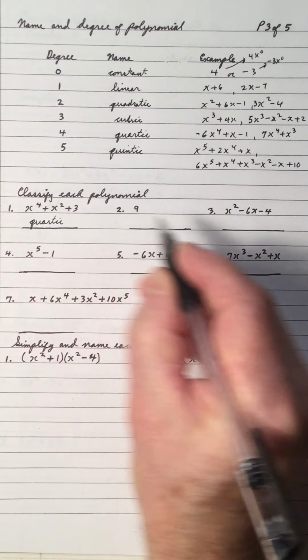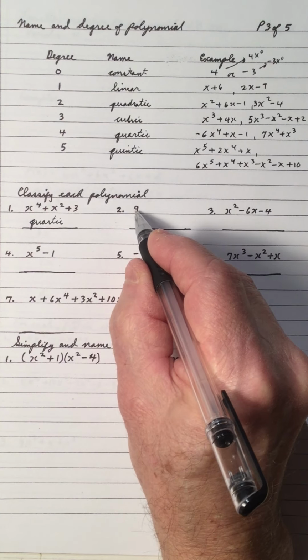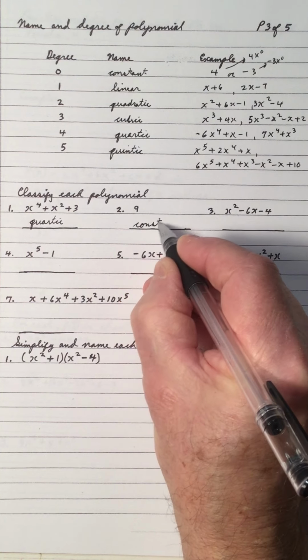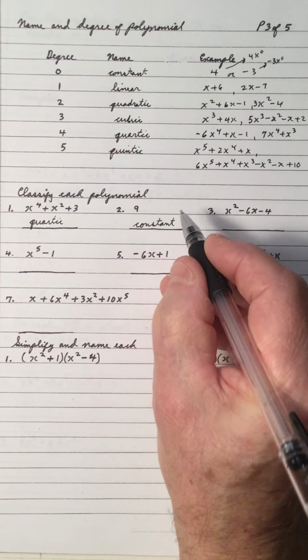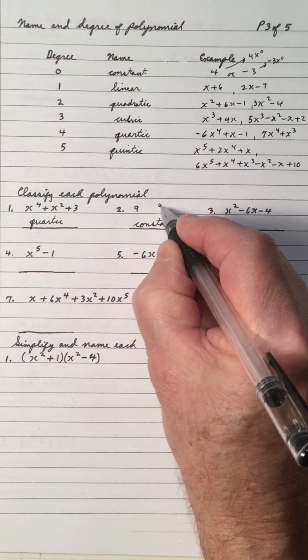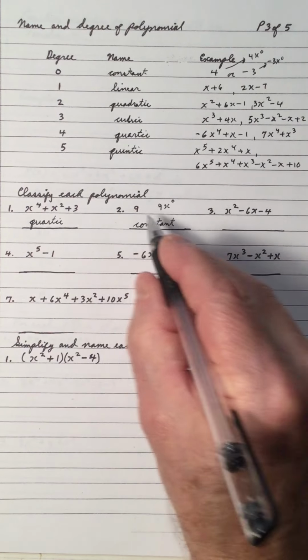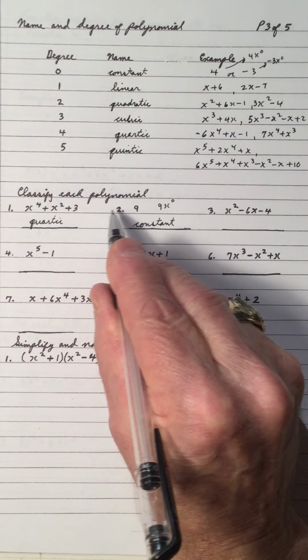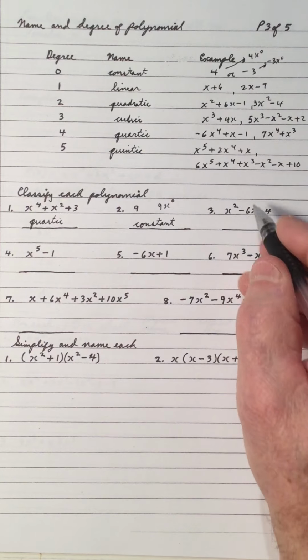It's a quartic polynomial. And this is only one term, a constant, a number, so this is said to be constant. This is a constant polynomial. Constant is a number only. And remember, this is understood to be 9x to the 0. So all the rest of the coefficients of all the upper x's are zeros.